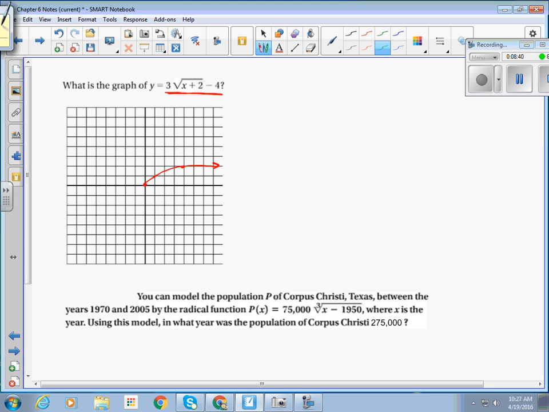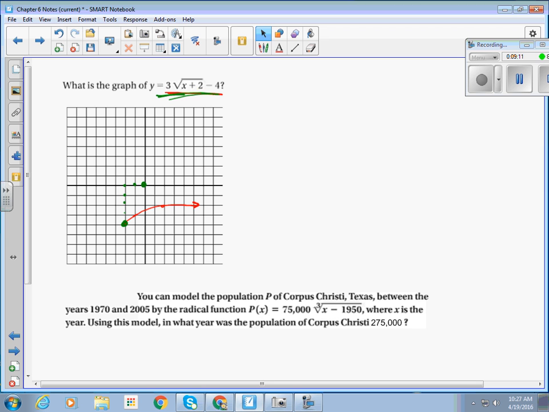So if I shift my origin point, instead of being at 0, 0, I'm going to be 2 units to the left and 4 units down. So 2 units to the left and 4 units down. Normally, if I didn't have a stretch, it would look like that.